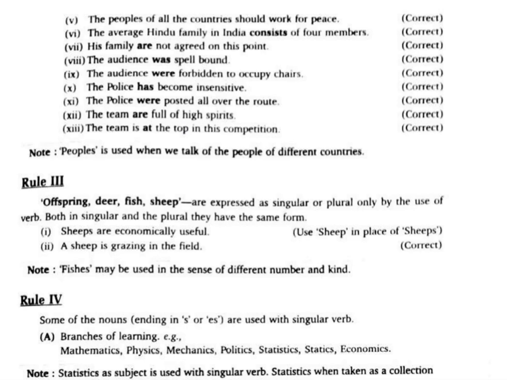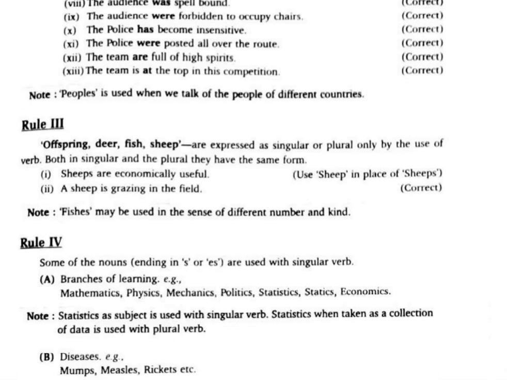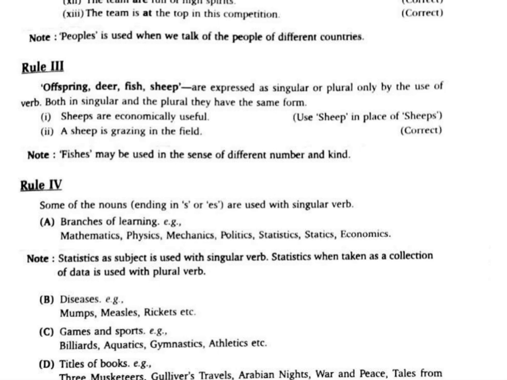So let's go now to rule number 3 that is given there. That is offspring, deer, fish, sheep. So here sheep, we don't use sheeps. We have to use the plural form sheep only. So some of these are there where the singular and plural forms are the same. Okay. So we are just hurrying up. We are just trying to revise whatever we have seen earlier with some more examples in this case.